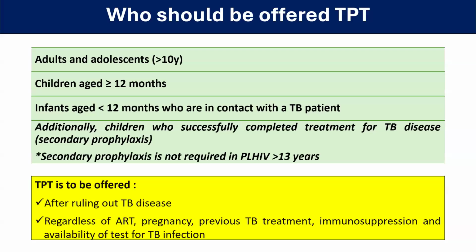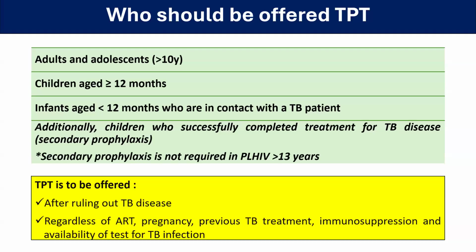Adults and adolescents more than 10 years, children aged more than 12 months, and infants aged less than 12 months who are in contact with TB patients. Additionally, children who have successfully completed treatment for TB disease, so secondary prophylaxis. Please note the secondary prophylaxis. We have seen in some queries from the field whether secondary prophylaxis is required for PLHIV more than 13 years. It is not required in 13 years and above, but it is required for less than 13 years.